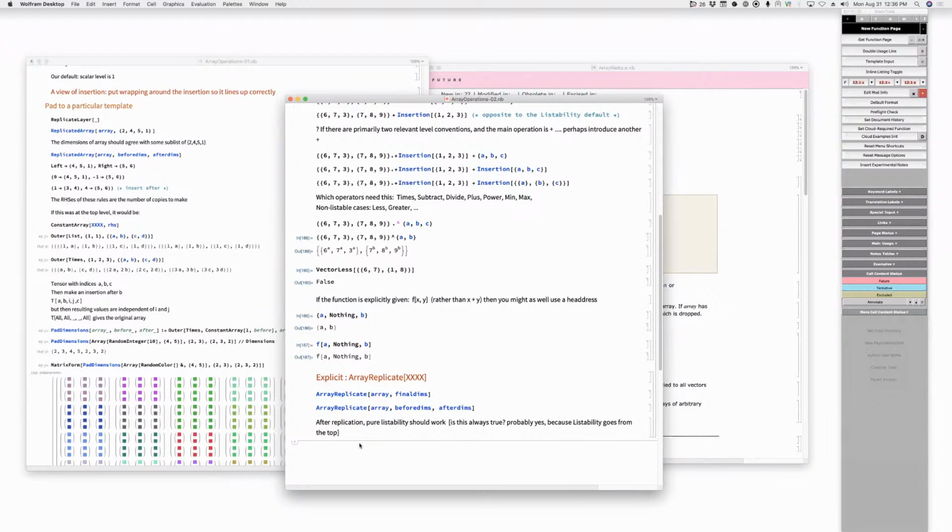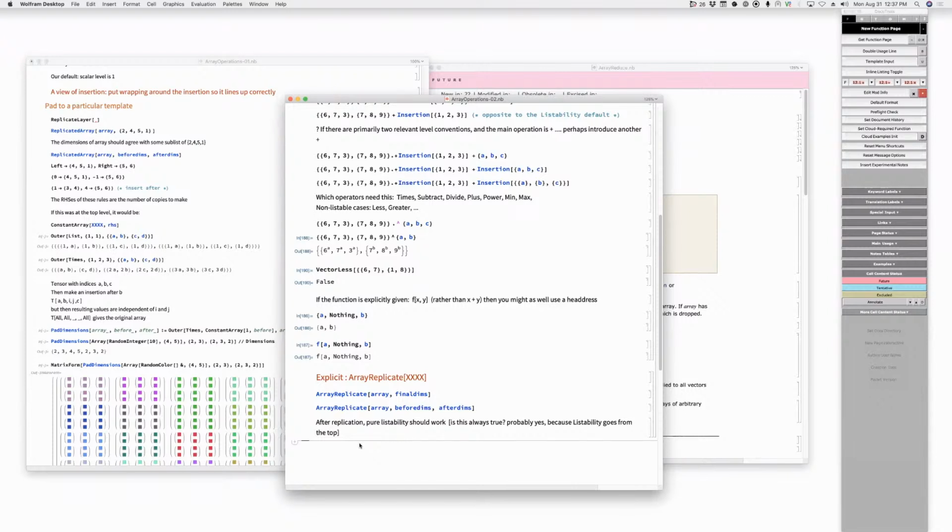So what I'm claiming is that were you to replace insertion with an explicit ArrayReplicate, then the operations plus, times, whatever they are, would work correctly with respect to just listability. Yeah, that's my claimed theorem, and that should be checked. Do people understand what I'm claiming? I believe that to be true. Now, obviously, there are some exceptions like the less and greater thing, because they aren't listable.